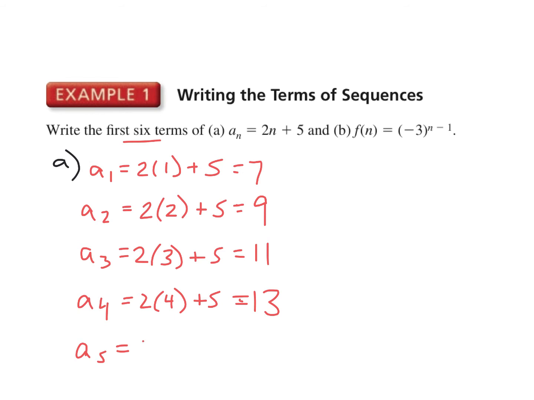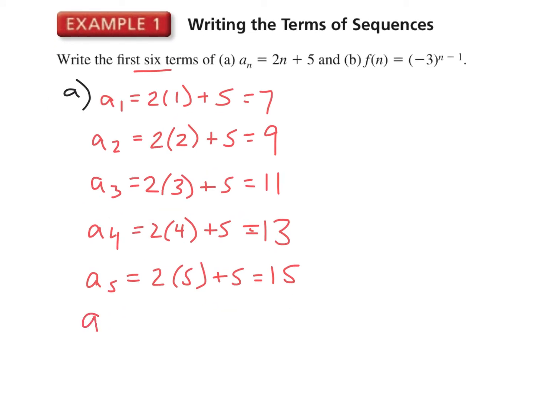A sub 5 would be 2 times 5 plus 5. 2 times 5 is 10. 10 plus 5 is 15. And then lastly, we have A sub 6. So 2 times 6 plus 5, 2 times 6 is 12, plus 5 would be 17. So these are our first 6 terms.